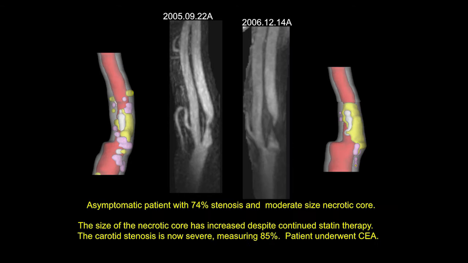We can take the fat out of the plaque and take the risk away and keep them from progressing to that late stage intraplaque hemorrhage.